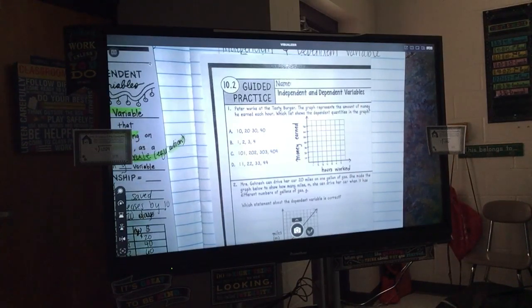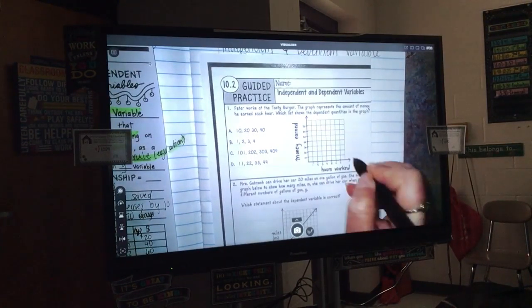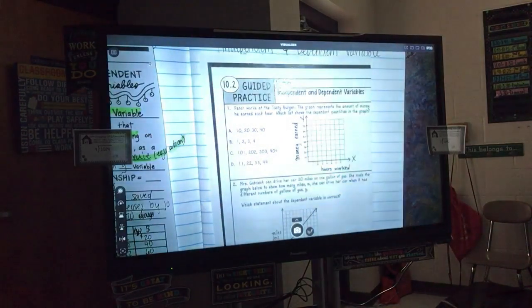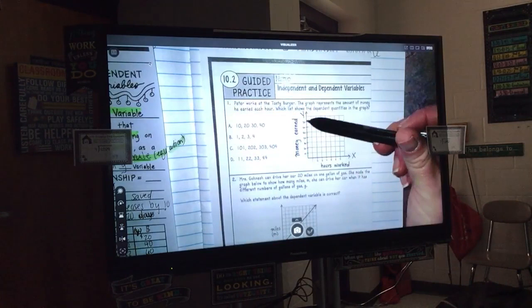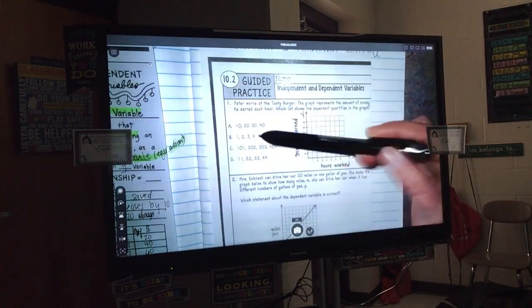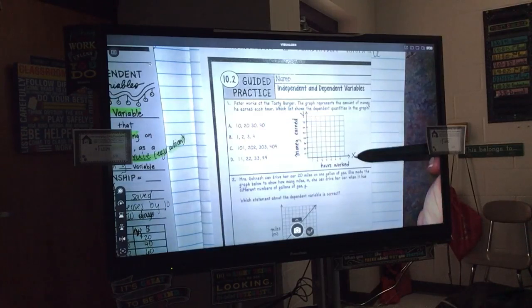Okay, so first and foremost, let's identify, we have our X and our Y. So what do we know about X and Y? Raheem. X is the independent and Y is the dependent. Right, so knowing strictly the X is independent, Y is dependent, this question is very easy, right? Because you're looking at the quantities that are over here on this line. So we have 10, 20, 30, 40, 1, 2, 3, 4. Well, 1, 2, 3, 4 goes with our X, right? So cross that one out.